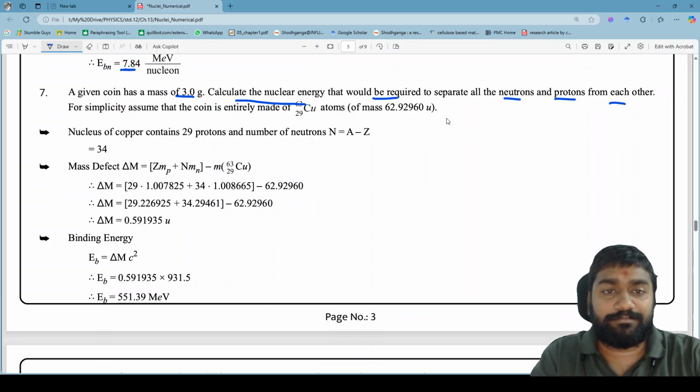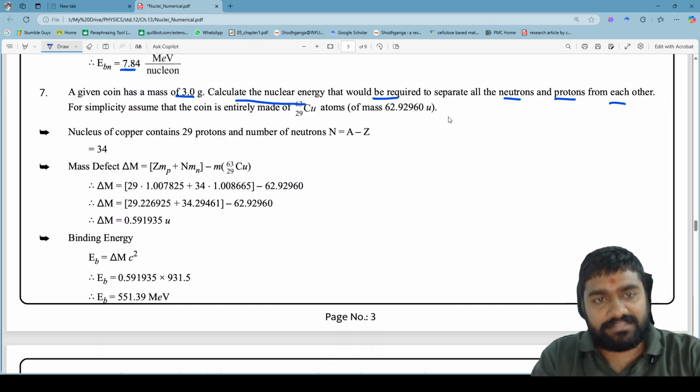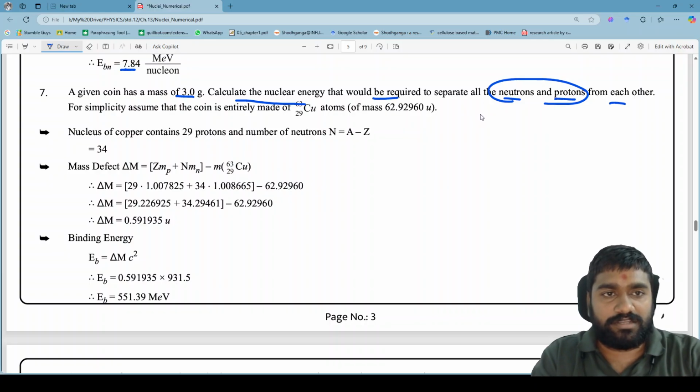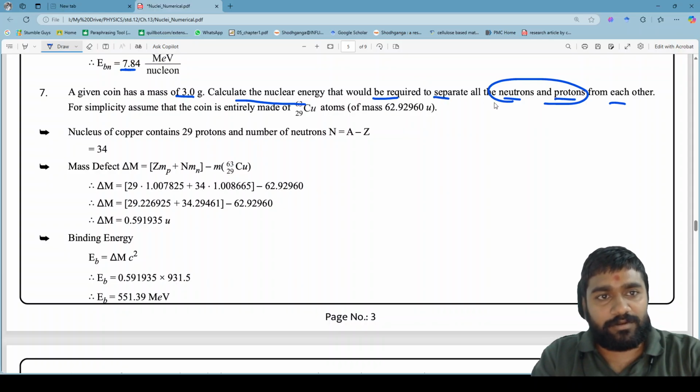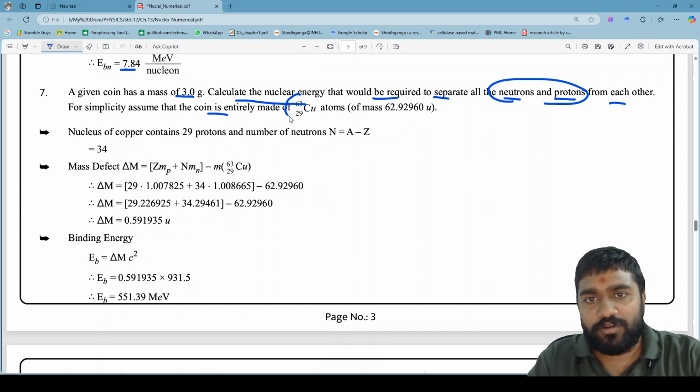What is binding energy? Binding energy is the energy required to bind all the nucleons in a particular nucleus. So the energy which is required to separate all the neutrons and protons from each other is equal to binding energy. Okay, so indirectly in this question we'll find binding energy only. For simplicity, assume the coin is entirely made up of copper 29 and total mass is given in AMU.